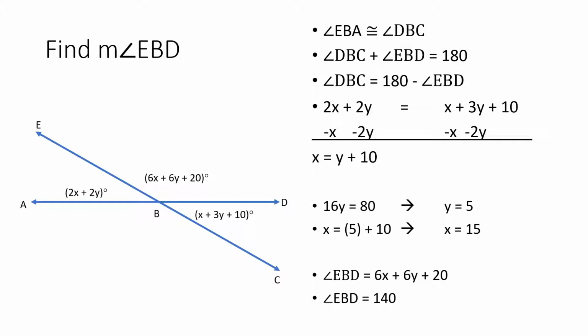So what we did was we found what x is equal to in terms of y, and then we took another equation, which was this one, that angle DBC is equal to 180 minus angle EBD. Once we did that, we just plugged what x is equal to into that whole big equation. So wherever there's an x, we plugged in y plus 10. By doing that, we were able to find out what y is. And once we found out what y was, we could plug that into this equation we have for x, which is x is equal to y plus 10.